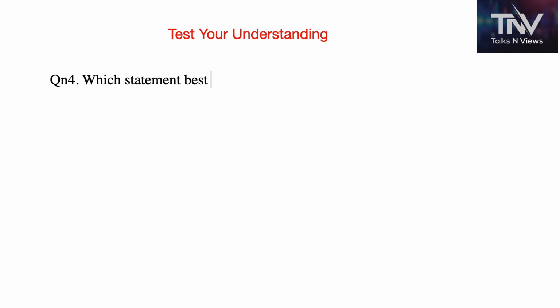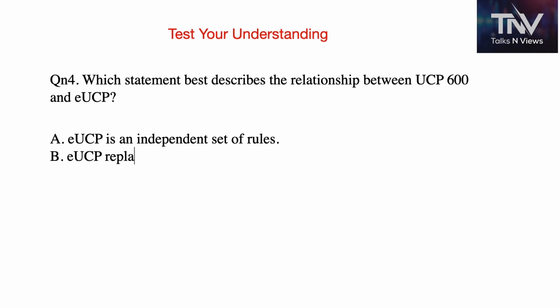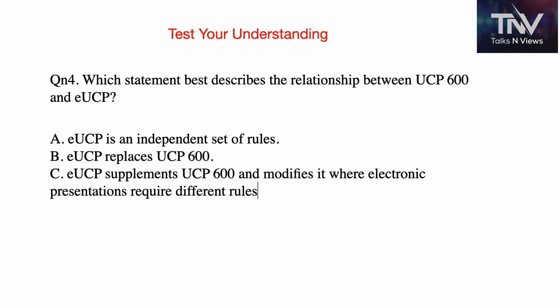Question 4. Which statement best describes the relationship between UCP 600 and eUCP? A. eUCP is an independent set of rules. B. eUCP replaces UCP 600. C. eUCP supplements UCP 600 and modifies it where electronic presentations require different rules. D. UCP 600 applies only when eUCP is excluded. Answer C.